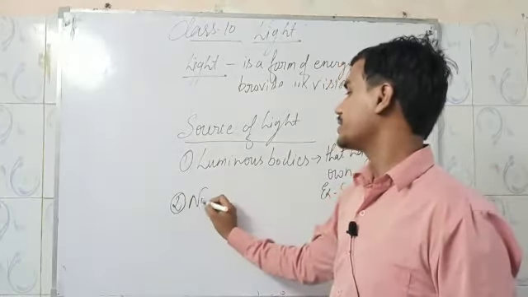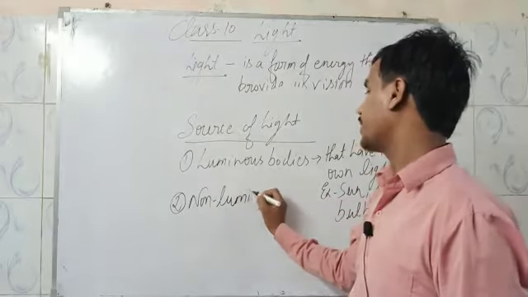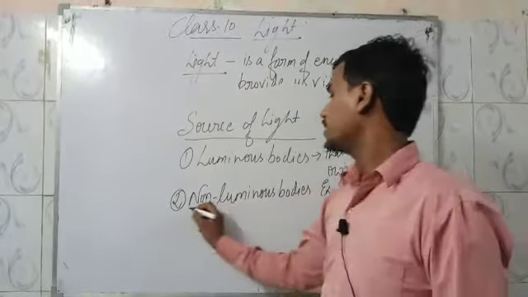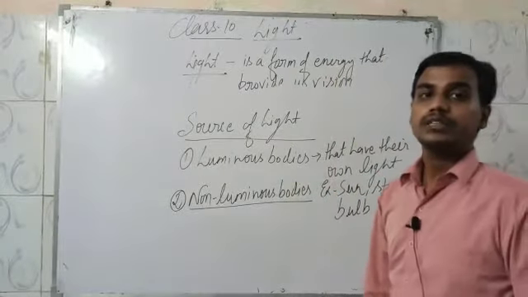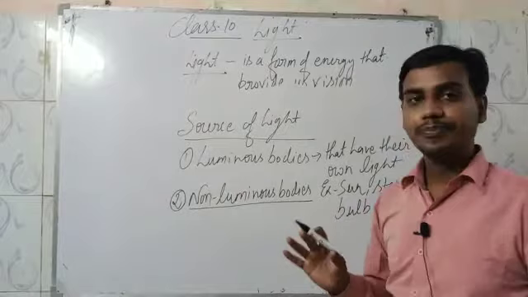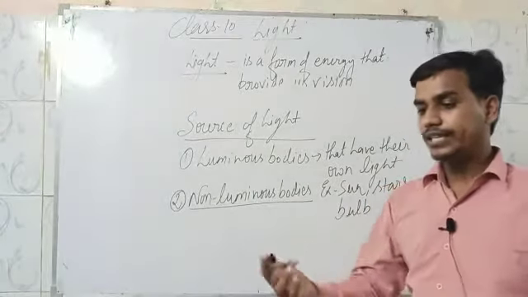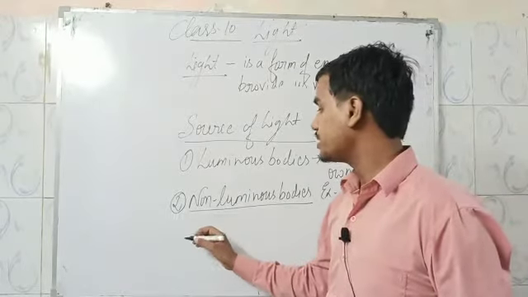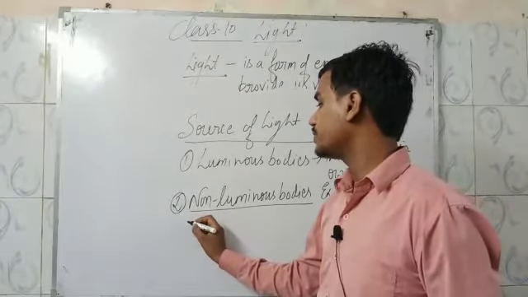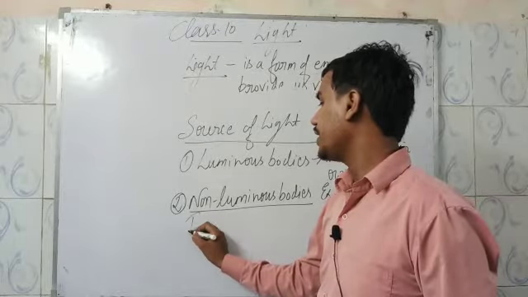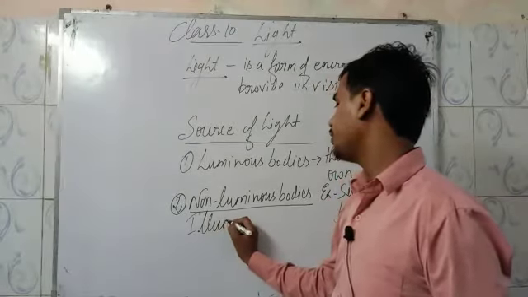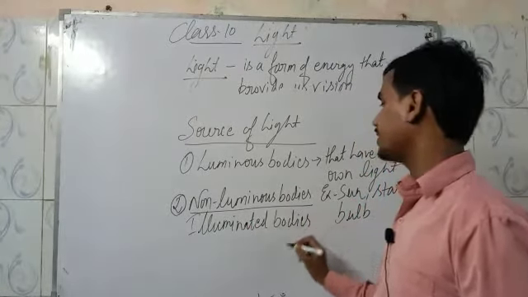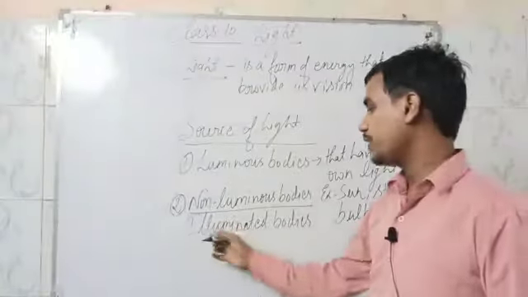What are non-luminous bodies? Non-luminous bodies are the bodies that do not have their own light, but can reflect light from other bodies. We can also call non-luminous bodies illuminated bodies.